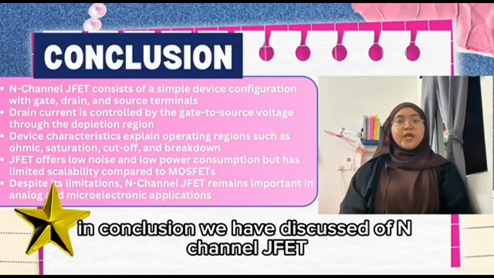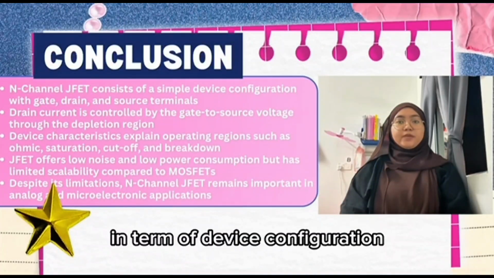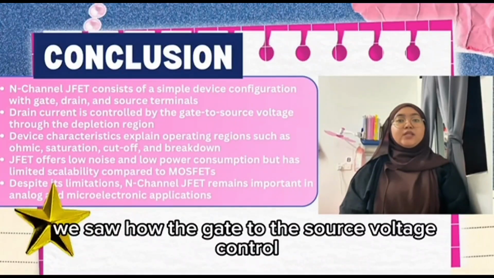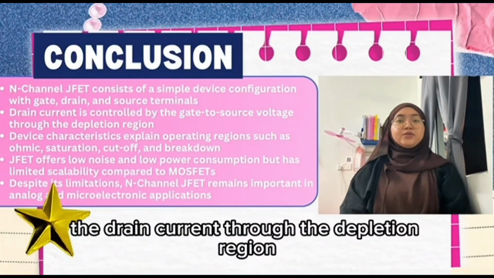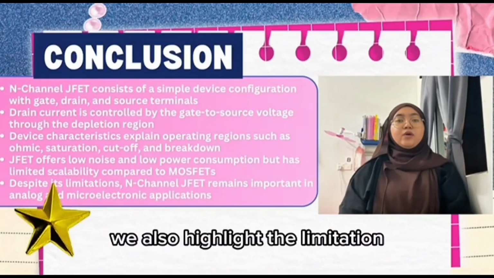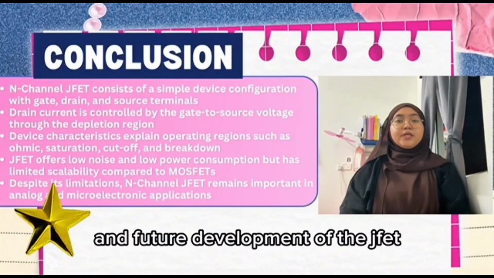In conclusion, we have discussed the N-channel JFET in terms of device configuration, basic operation, and characteristics. We saw how the gate-to-source voltage controls the drain current through the depletion region, allowing current control with very low power consumption. We also highlighted the limitations and future development of the JFET.